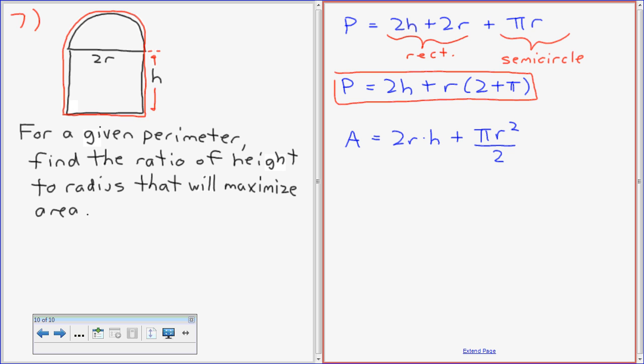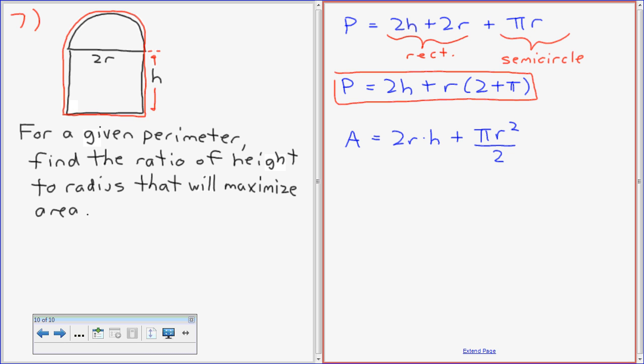Now, before you go anywhere else in this question, is it easier to isolate H or is it easier to isolate R in this case? There's one H and there's one H, so do H. Okay, that's what I'm going to say.